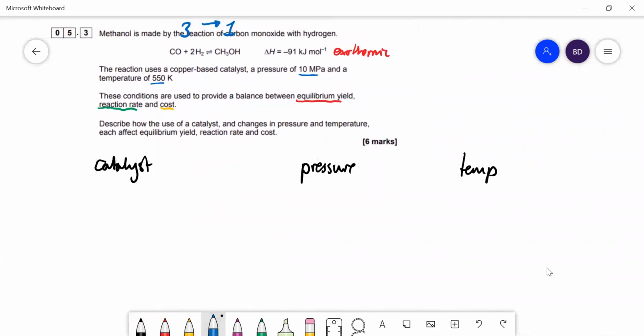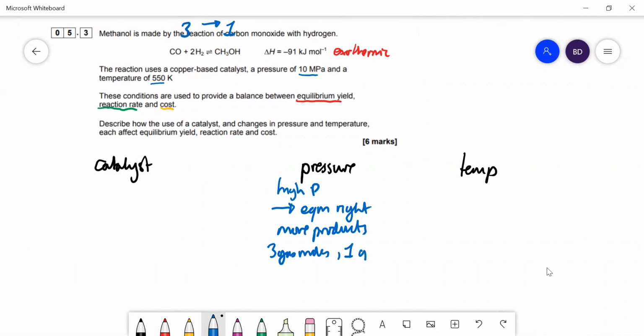High pressure will move the equilibrium to the right, so you get more products, which is good. And why is that? Because you've got 3 gas moles on the left and 1 on the right. Right, I should be doing that in red because it's equilibrium. Okay, so I'll just change the color there. My color coding has gone completely wrong.